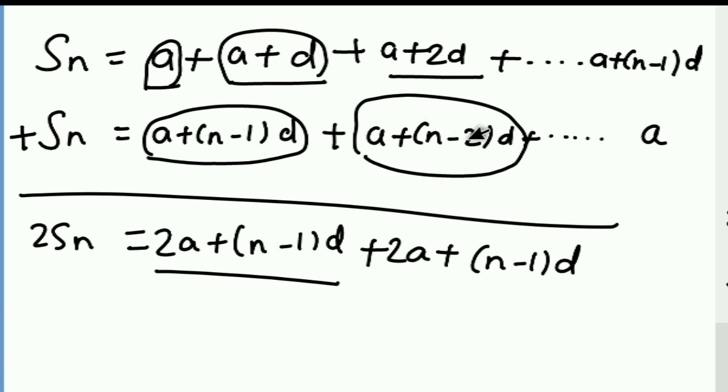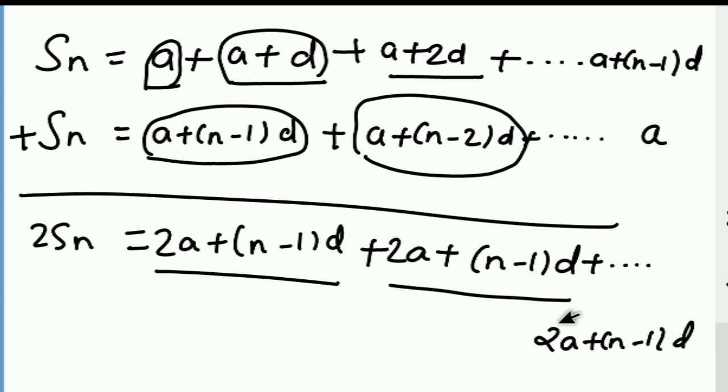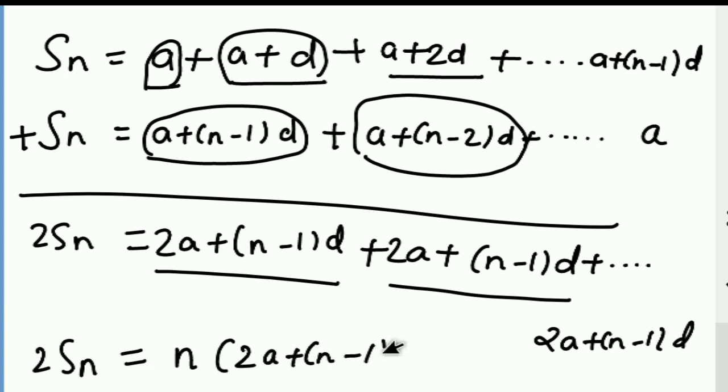You are getting n minus 1 into d because you have 1d here and you have n minus 2d here, so it gets converted to n minus 1 into d. Then if we add till like this, for the last value we will get the same value, 2a plus n minus 1 into d. We have n terms in this sequence, so this 2a plus n minus 1 into d will also be n times. That can be written as 2Sn is equal to n times 2a plus n minus 1 into d.